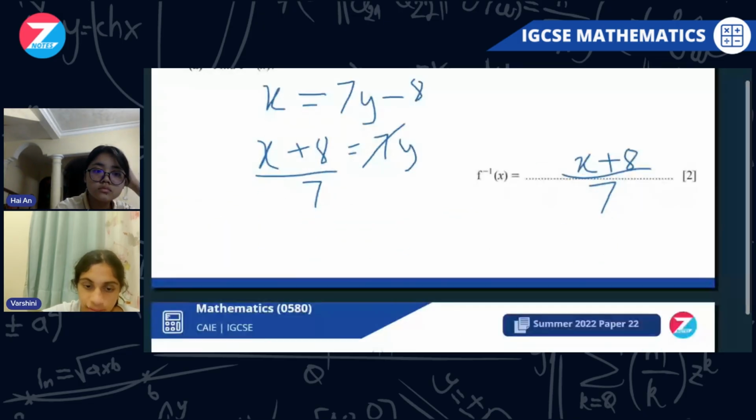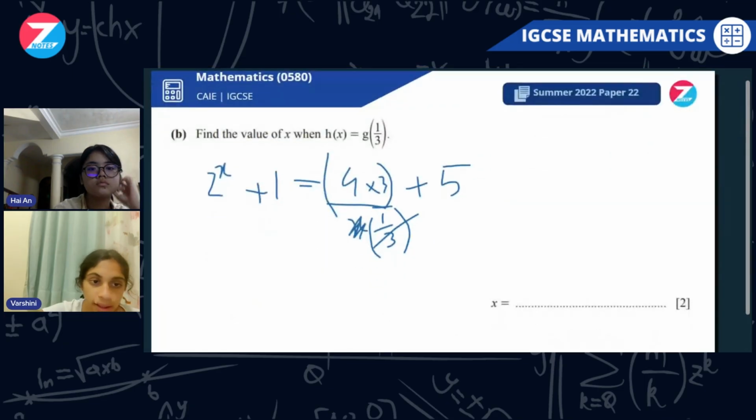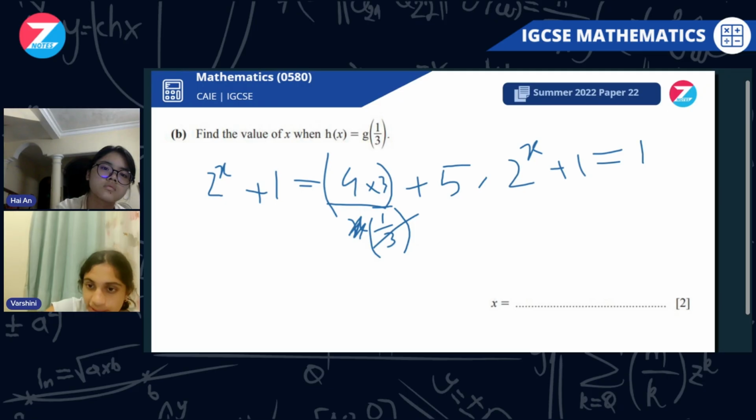Okay, so now let's move 1 to the other side and subtract it. So 4 into 3 plus 5 is 17, and 17 minus 1 will give us 16. Or you can just put it in your calculator. You can also rewrite this as 2 to the power x plus 1 equals 17. Now let's get rid of 1, subtract it from both sides. Now we have 2 to the power x equals 16.